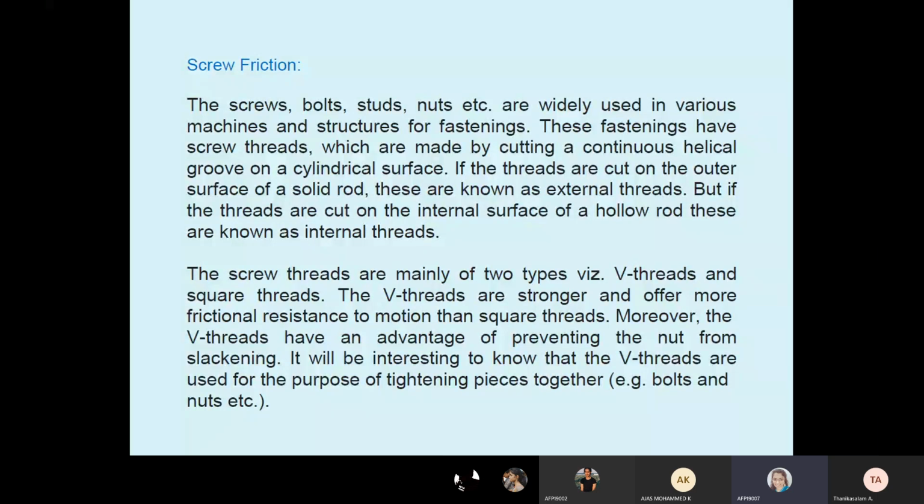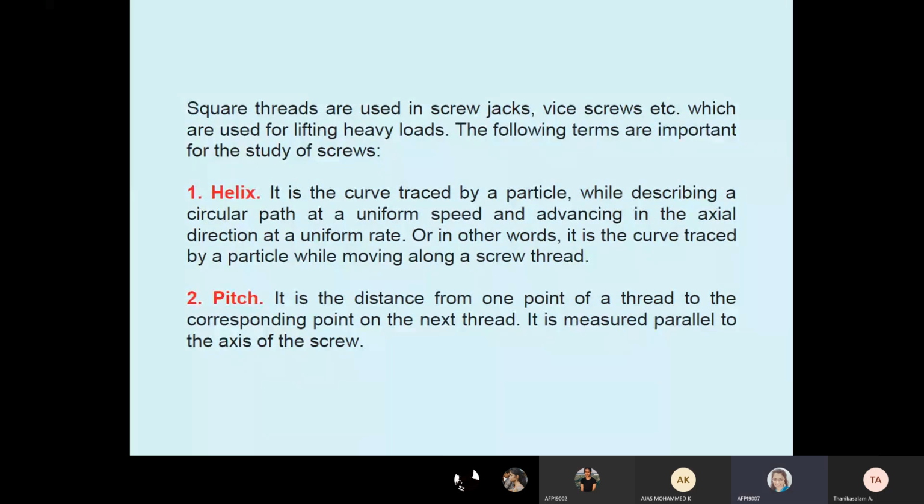The V threads are used for the purpose of tightening pieces together. Example: bolts and nuts, etc. Square threads are used in screw jacks, vice screws, etc., which are used for lifting heavy loads.